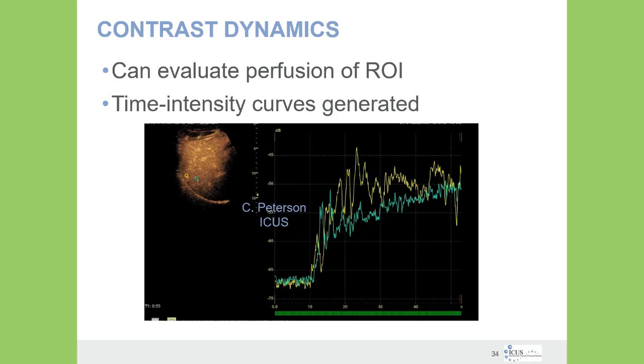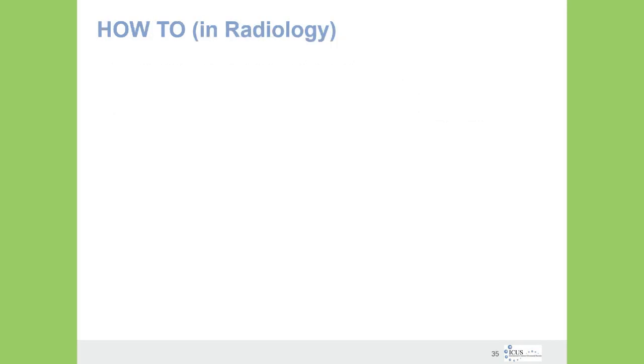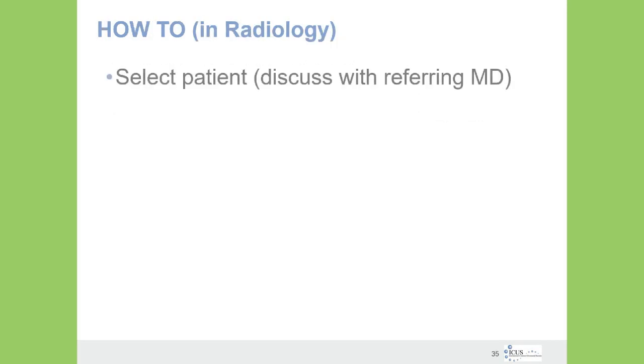These contrast dynamics can be helpful in times that the interpreting physician wants additional evidence to verify what we see visually. So how do we do this in a radiology setting? First, we have to decide which patient is going to get contrast. Early in the process, this may include discussing the patient with the referring physician.